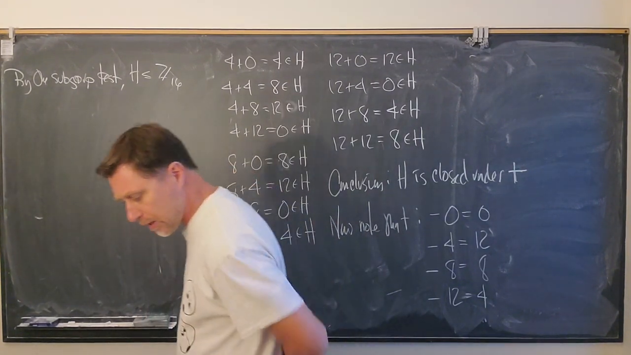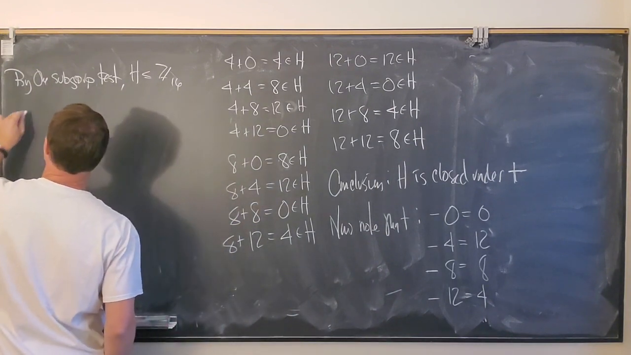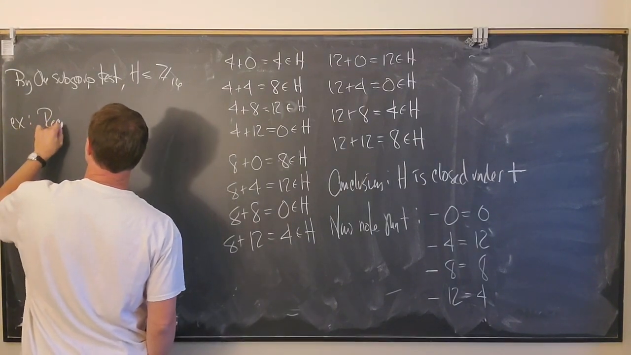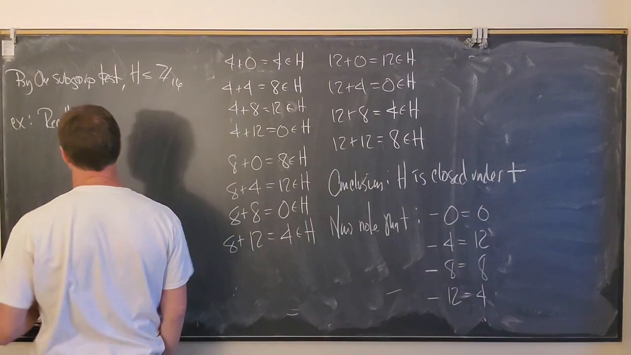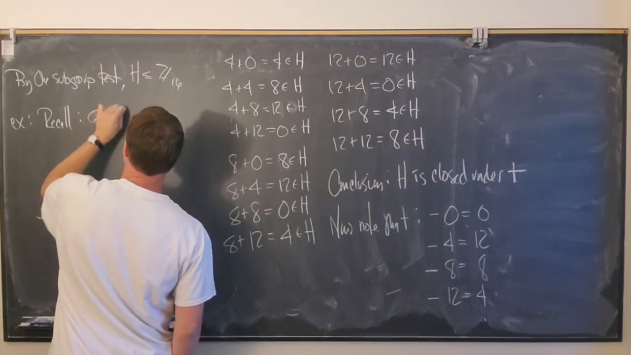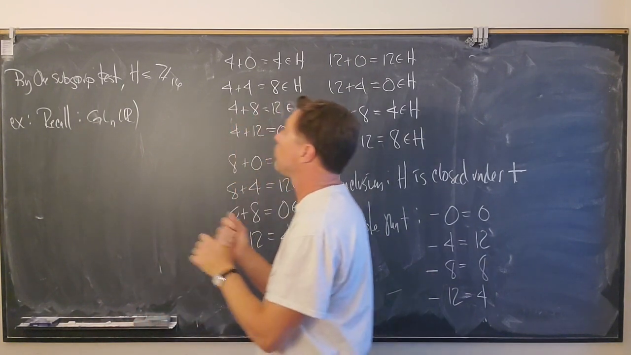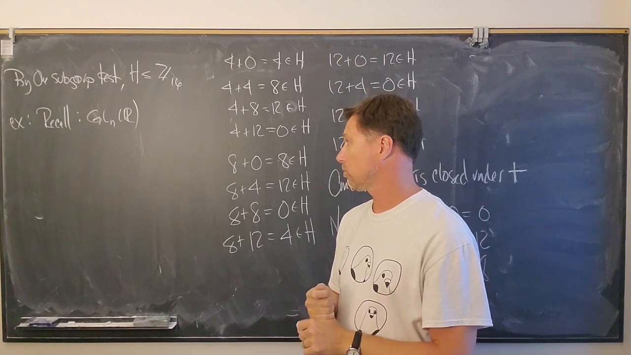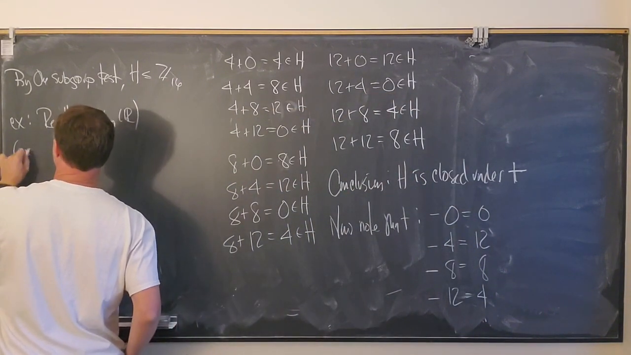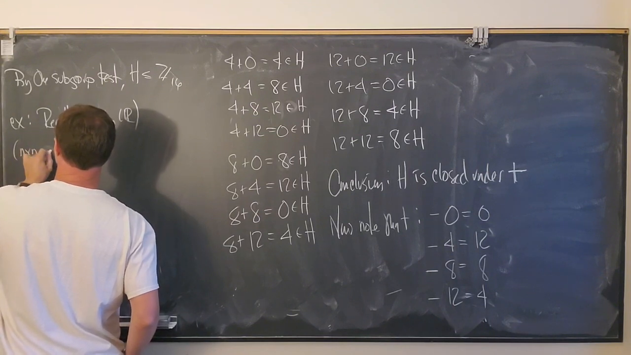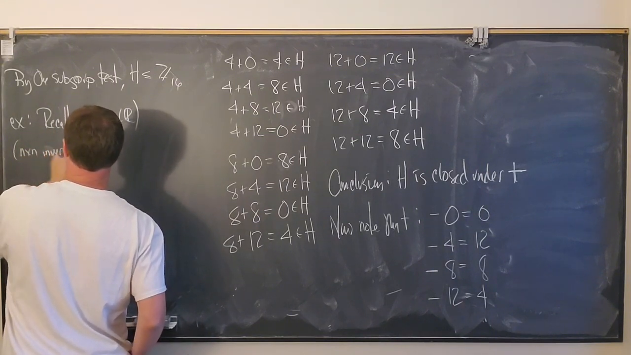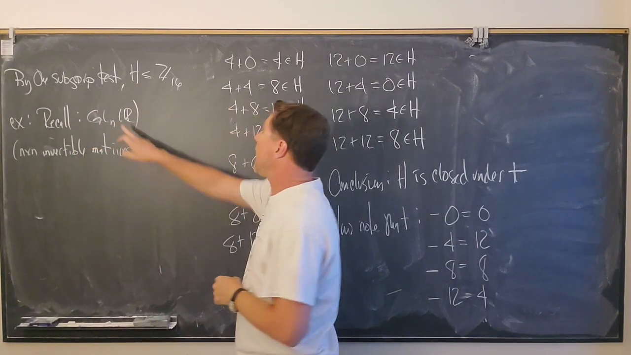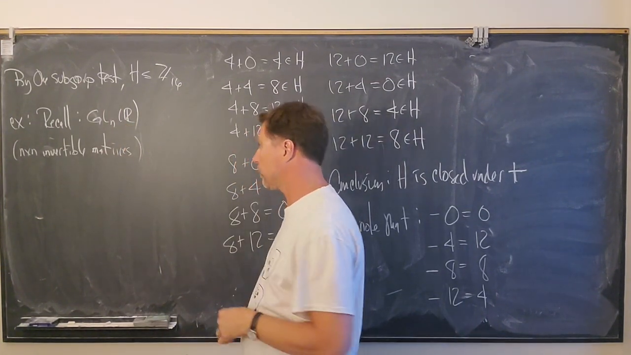Okay, let's see, next example. So just a reminder, recall GL_n(R). That is the group of invertible n by n matrices under the operation of multiplication, and it is a group. So this is n by n invertible matrices, entries in R, operation is matrix multiplication. It turns out to be a group.